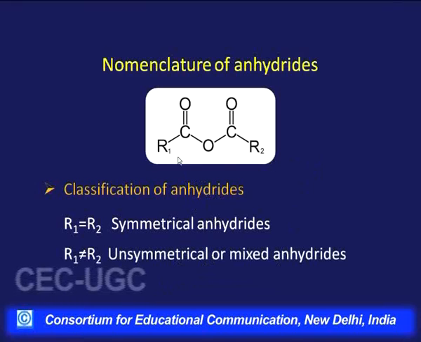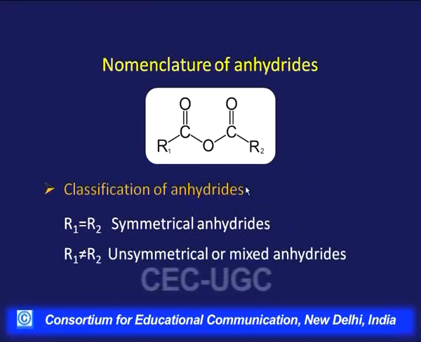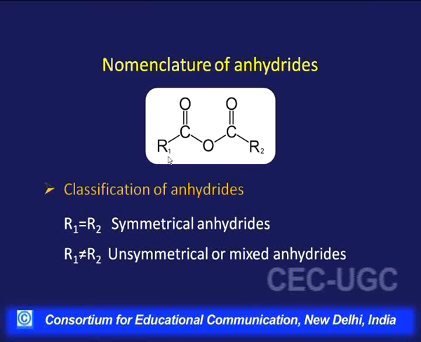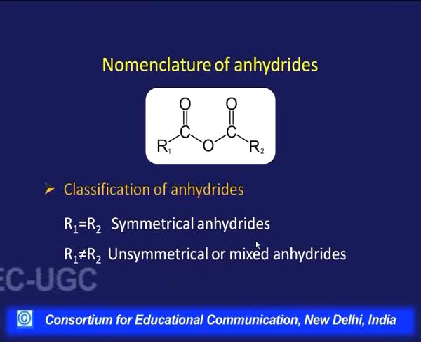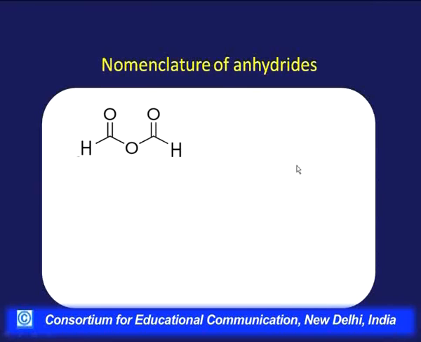And for naming these anhydrides, if it is a symmetrical anhydride, we name the corresponding acid once, but if it is an unsymmetrical anhydride, then we name both the acids. Let us take the examples. Say this is the anhydride formed from methanoic acid or formic acid, HCOOH and HCOOH. Here water has been lost between the two hydroxyl groups. So, this is called methanoic anhydride or formic anhydride.